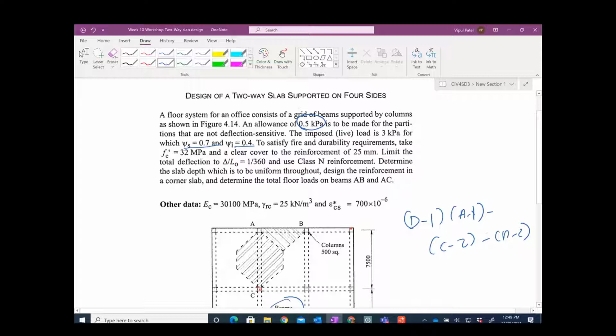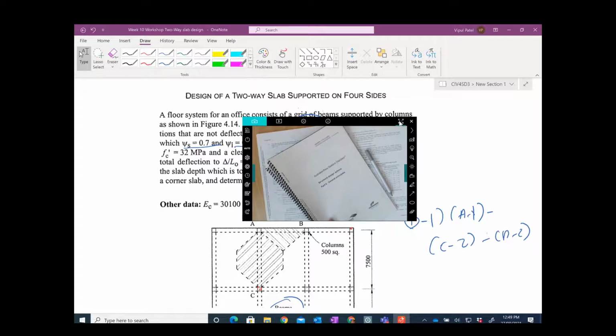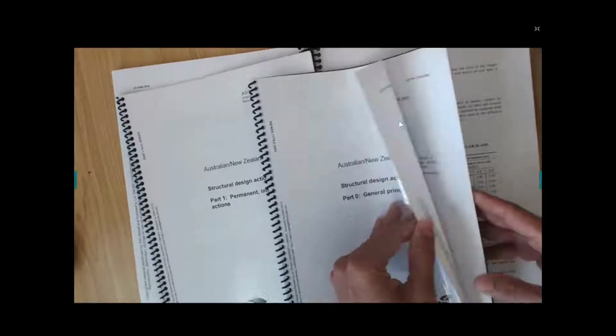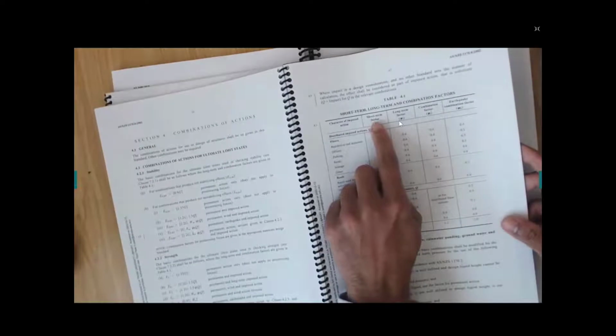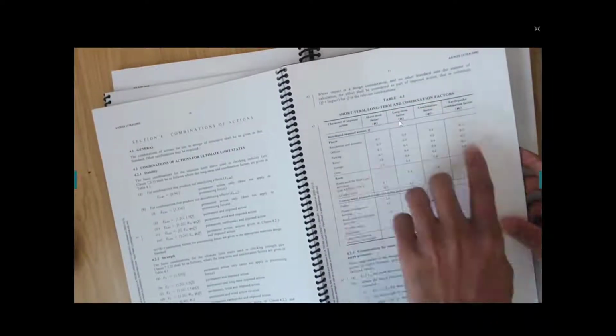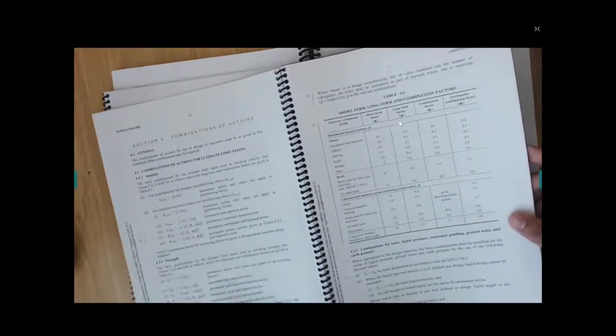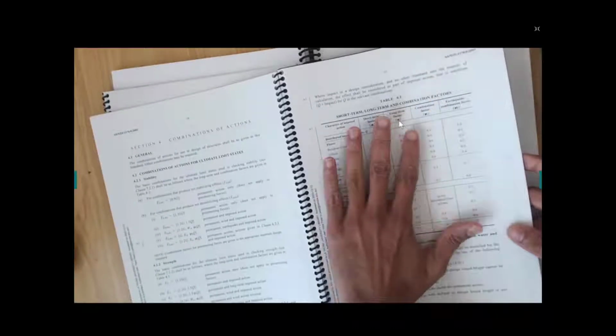Let me show you, just give me a minute. I will open the standards for you, in case someone is interested. Yeah, so let me show you that in the standards. You remember in SD2 we have 1170.0. In these standards we have these short-term factors and long-term factors. In table 4.1, for the office building, we have 0.7 and 0.4. That is given here, but it's also given in our examples.